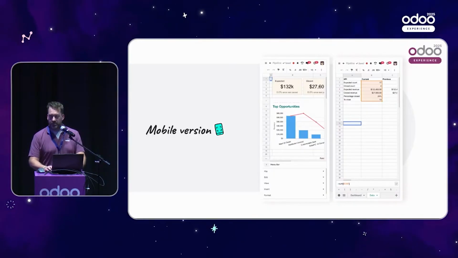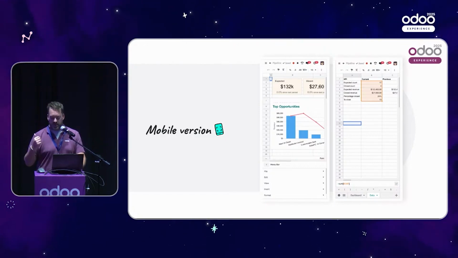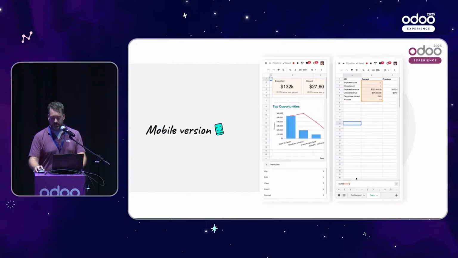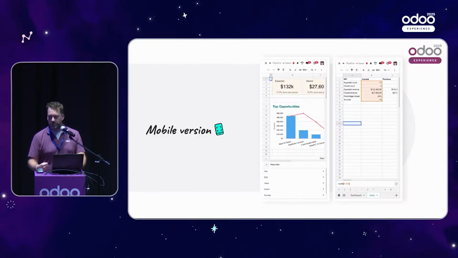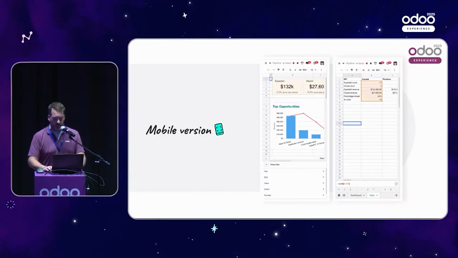Now we have a real mobile version for dashboard and spreadsheet. So what we did is that we now have a real responsive version where actually the top menu is now reachable by thumb, and the same for the formula bar. So you can now way more easily use mobile and tablet to manage your spreadsheet, or slightly edit, I would say, because obviously you don't have access to everything on mobile version.